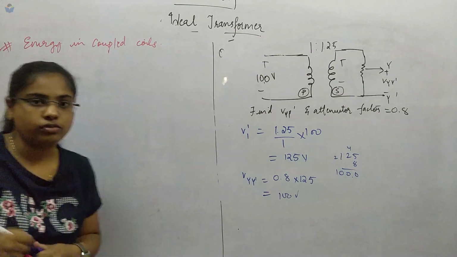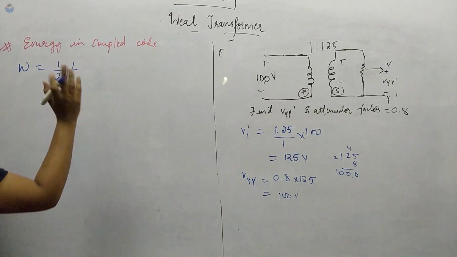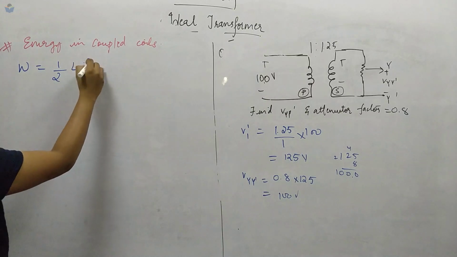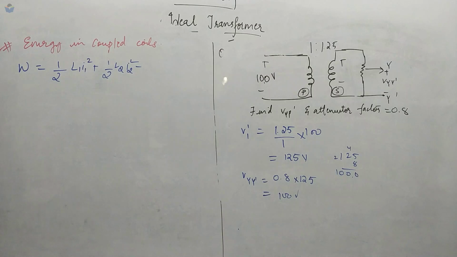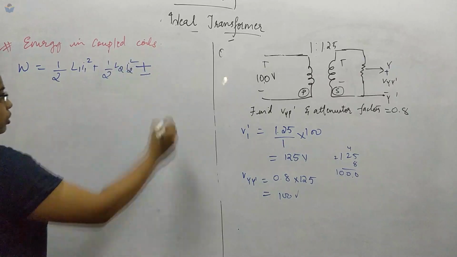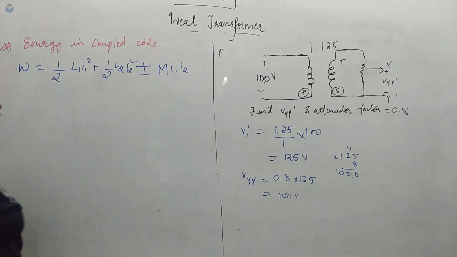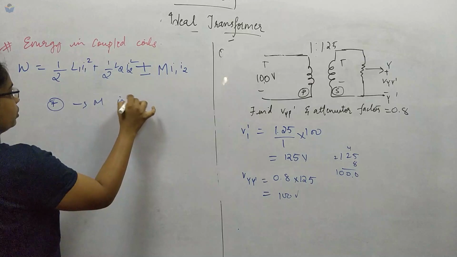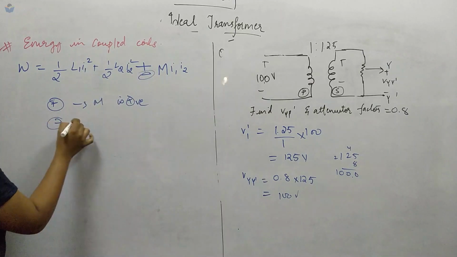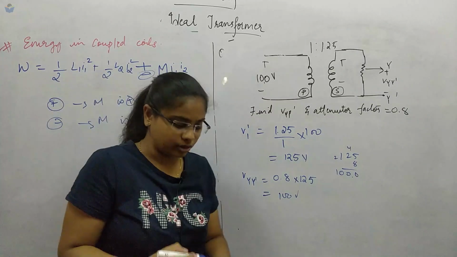Now what is the energy stored? We will take it as W equals half L1 I1 square plus half L2 I2 square, plus or minus M I1 I2. The plus comes when M is positive, and the minus appears when M is negative. So this is the concept of the energy.